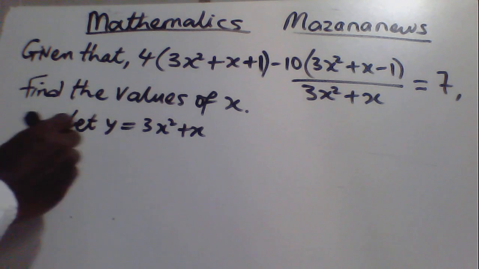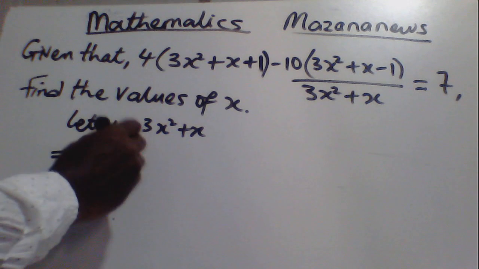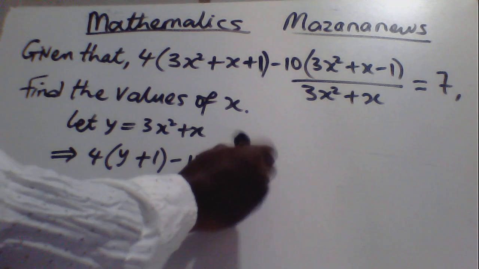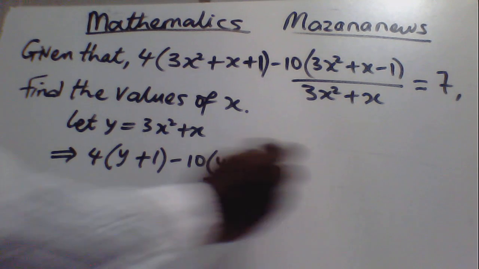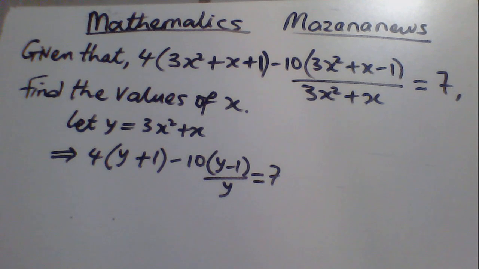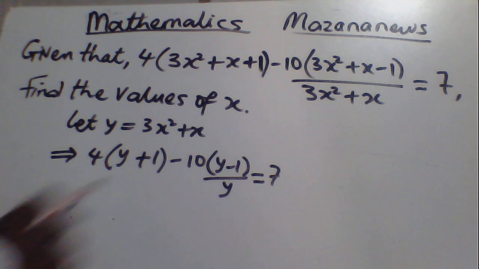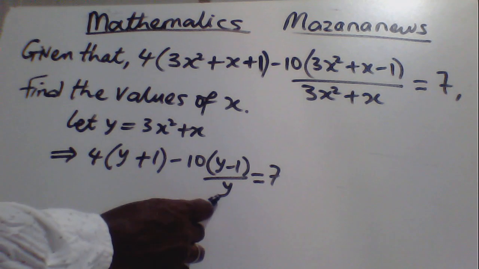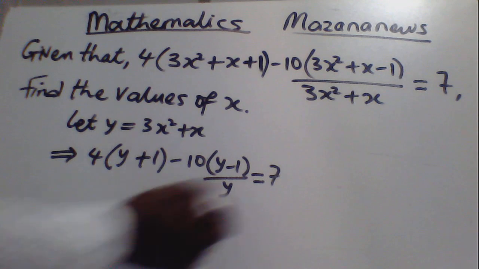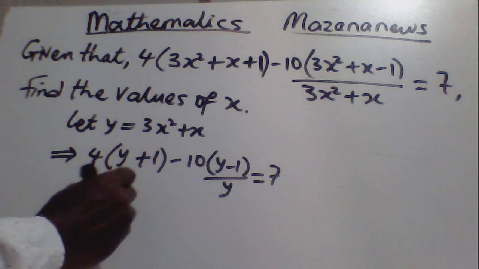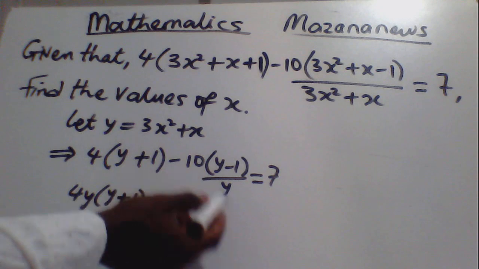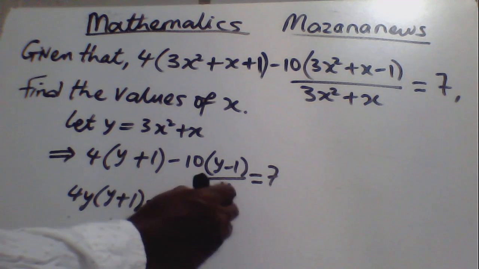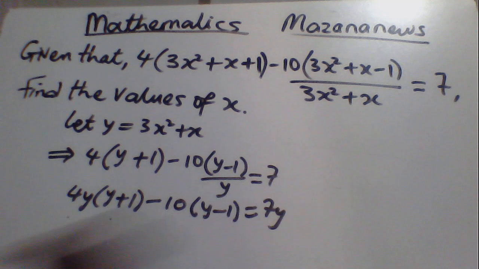Once we say let y equal 3x squared plus x, we can now put it into the given equation. This implies that 4(y + 1) - 10(y - 1), divided by y, is equal to 7. From here we have to simplify this equation. In order to clear the fraction, we multiply both sides of the equation by y. Doing that, we have 4y(y + 1) minus 10(y - 1) is equal to 7y, since multiplying y cancels the denominator.